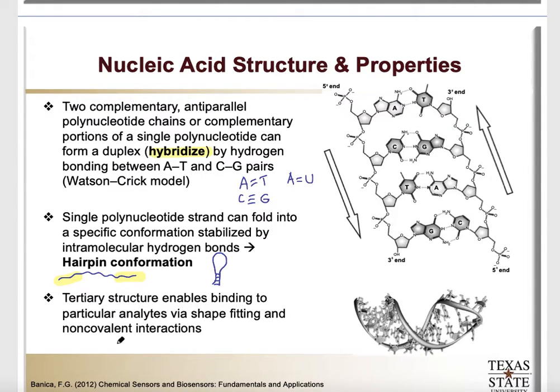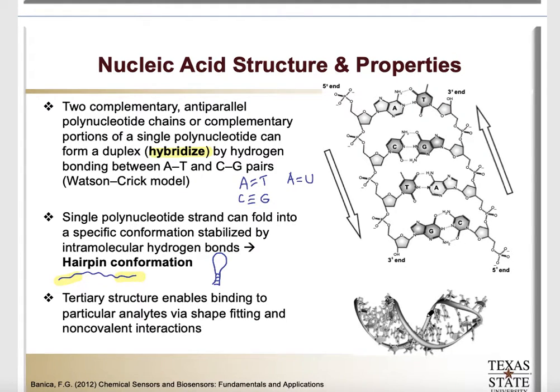The primary structure is the sequence of the nucleic acid, something like, in this case, A, C, T, G. The secondary structure of your nucleic acid is going to be once it actually hydrogen bonds to its complement, whether that complement is due to binding to a completely separate strand or binding to itself in a hairpin conformation. The tertiary structure is then the geometry that it forms upon folding or upon binding.